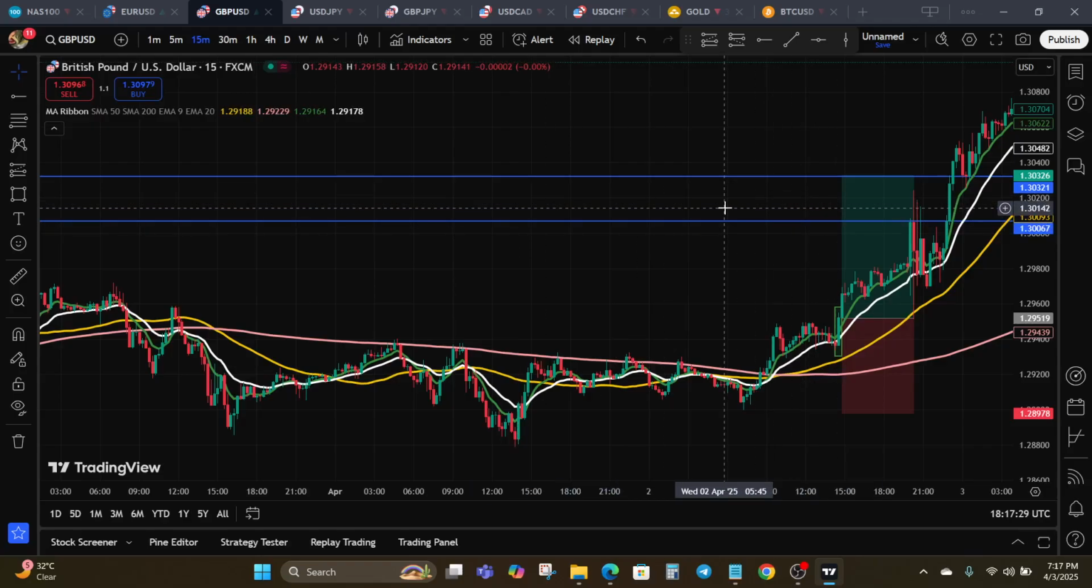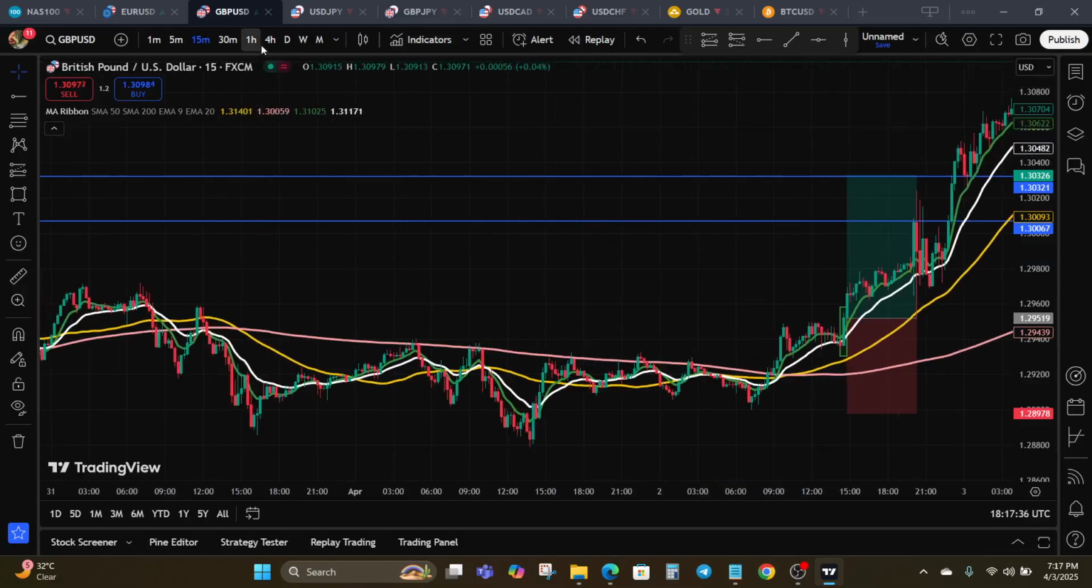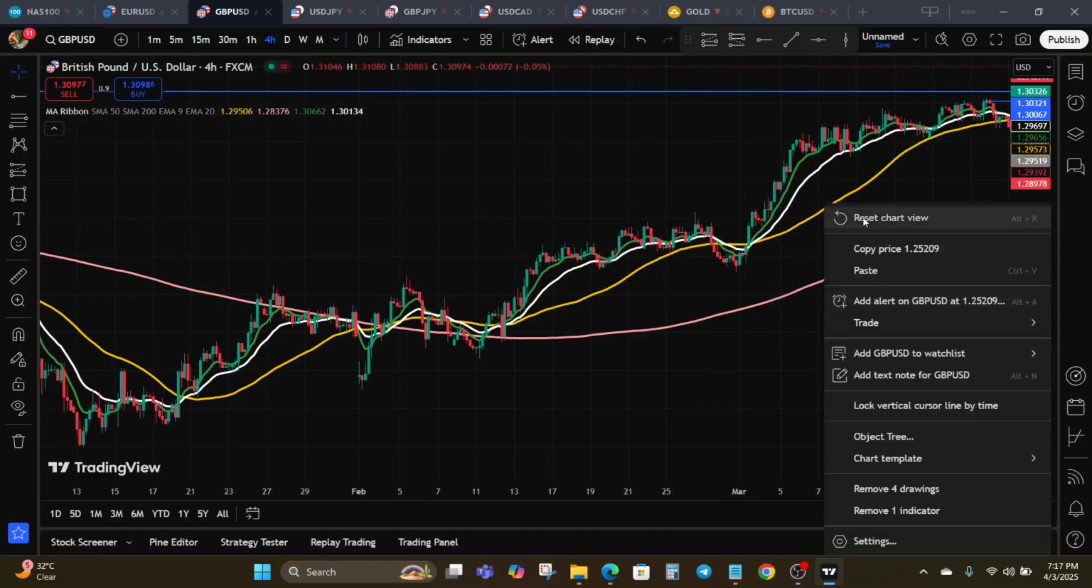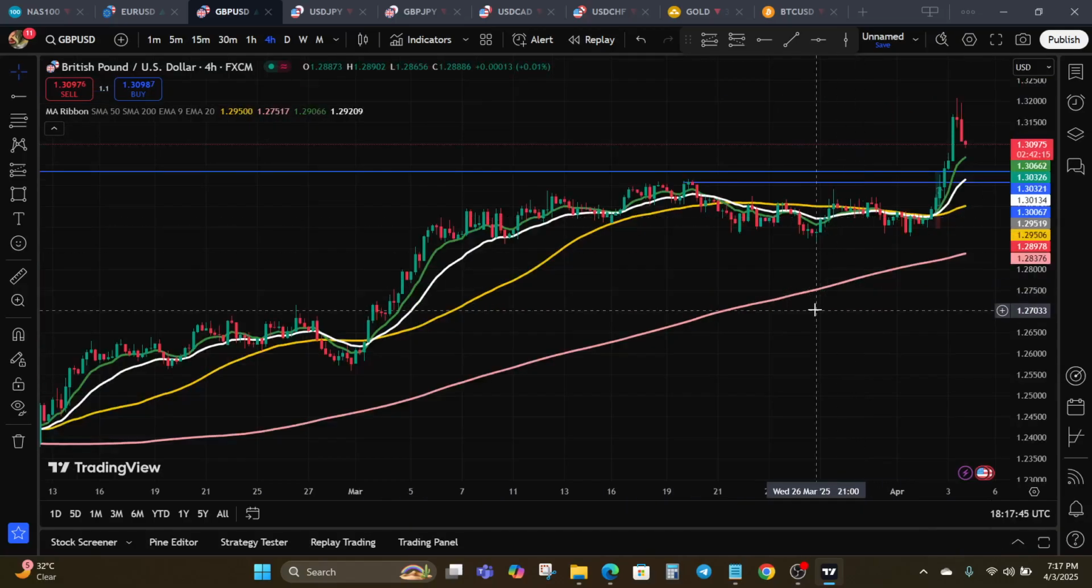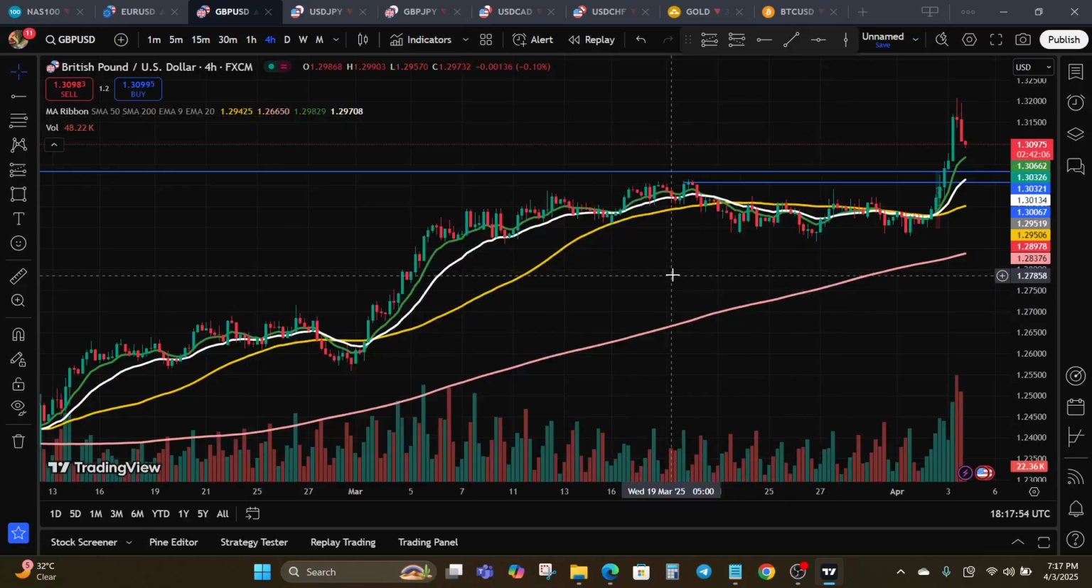Now, not every trade setup will be perfect. That is why it's important to check higher time frame confirmation. If the 1 hour or the 4 hour trend supports your trade, the setup is stronger. And then pay attention to volume as well. Volume analysis is important. A trade with increasing volume has a better chance of following through.